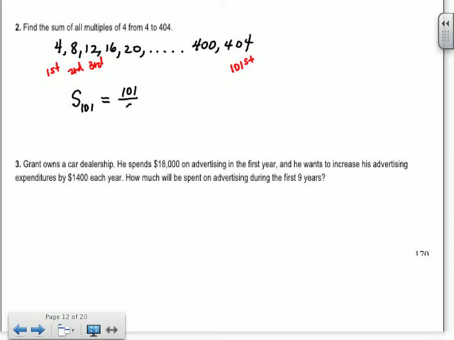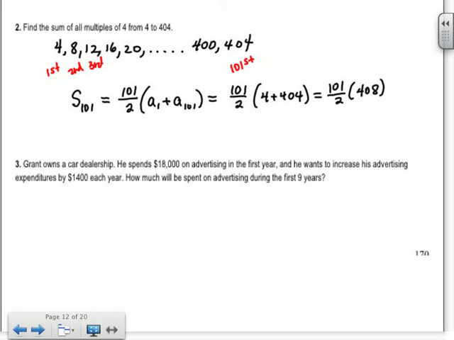So I do 101 divided by 2, and then I do my first term plus my last term. In this case, I actually know those. So I have 101 over 2 times 4 plus 404. I'm going to do this all without my calculator. I have a 2 on the bottom and a 408 on top. What happens here? They cancel and reduce, right?